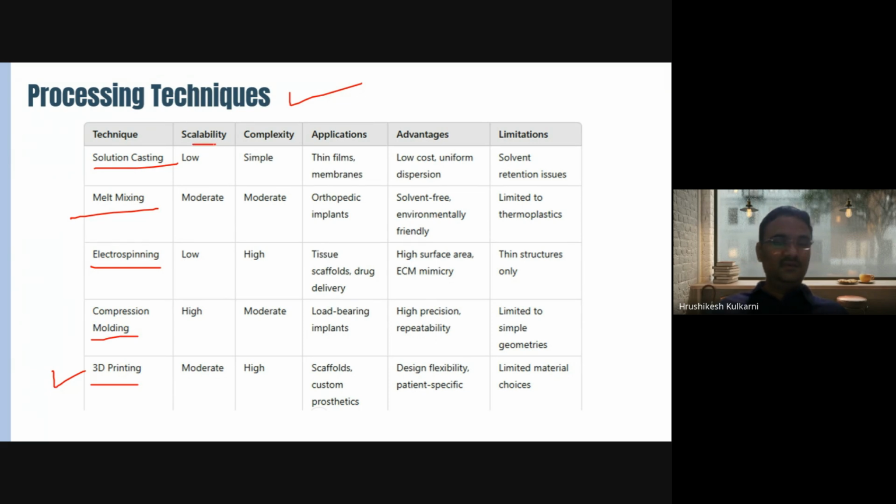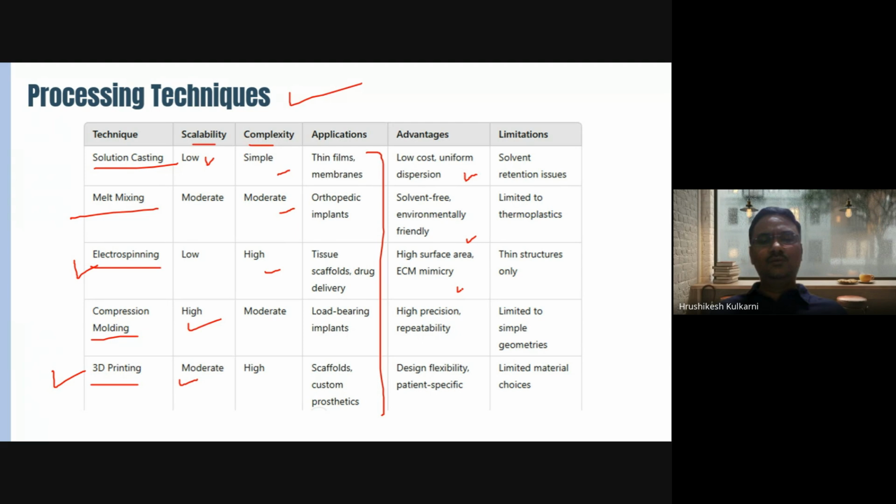Now, I have given their scalability. Suppose you are using the solution casting method, which is not scalable to a large level. But if you go to a high production level, compression molding is the most popular. As 3D printing has low speed, it can be considered moderate. Now, the complexity of the manufacturing process is categorized as simple, moderate, and high. I have seen many research papers working on electrospinning techniques of manufacturing polymer composites for biomedical application. Again, their applications are listed here. Every system has some advantages and disadvantages.